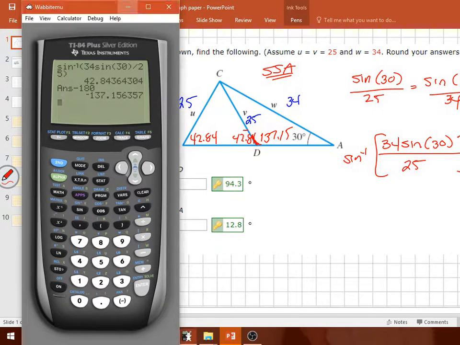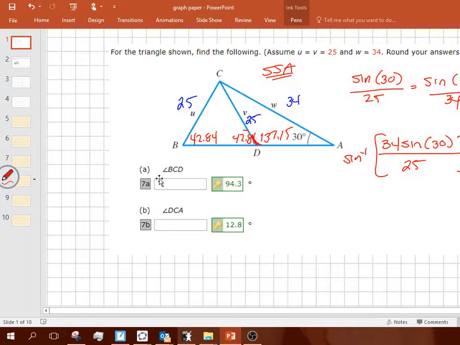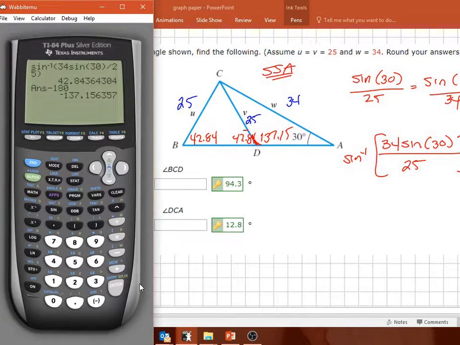Okay. So then the next thing that they ask you for is what is BCD. So BCD is that top angle. Okay, so I misspoke when I said they wanted to find this angle. They actually want you to find this top angle here. So that's going to be the 42.84 times 2 subtracted from 180. And my sign's messed up, but it should give me that 94.3 that we're looking for here.